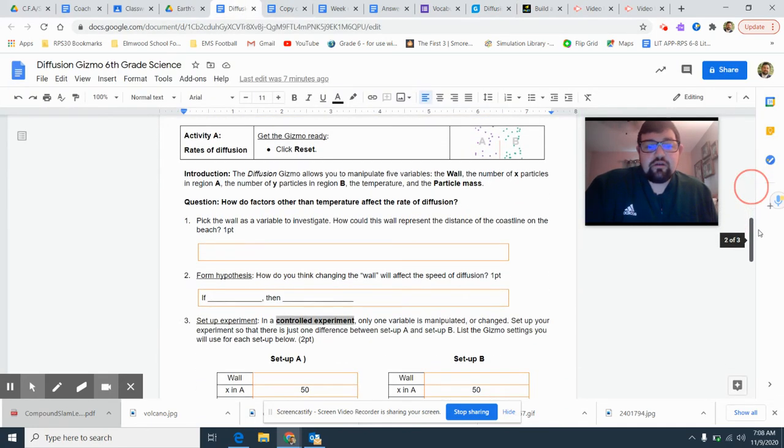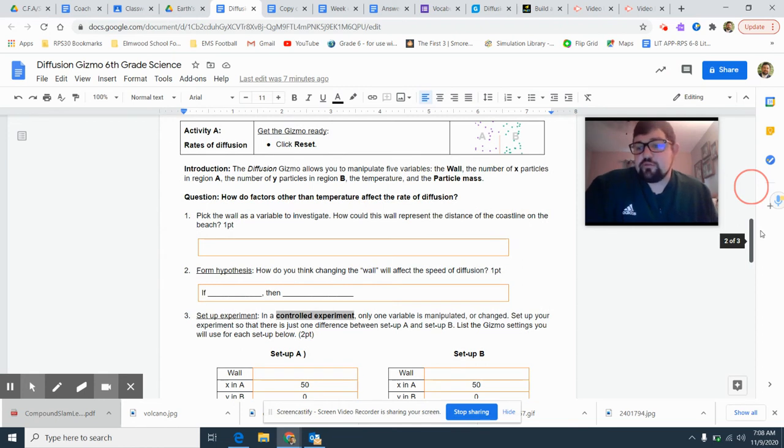When you go down here, we're going to start kind of our real experiment now that we know how to use it. So how do factors other than temperature affect the rate of diffusion? That's the main question. We didn't talk about temperature that much, and we could have, but I kind of wanted to wait on that. But temperature is the movement of molecules. So if these molecules are moving faster, they're going to diffuse faster. They're still diffusing like normal. They're going to go from where there's a lot of them to where there's not a lot.